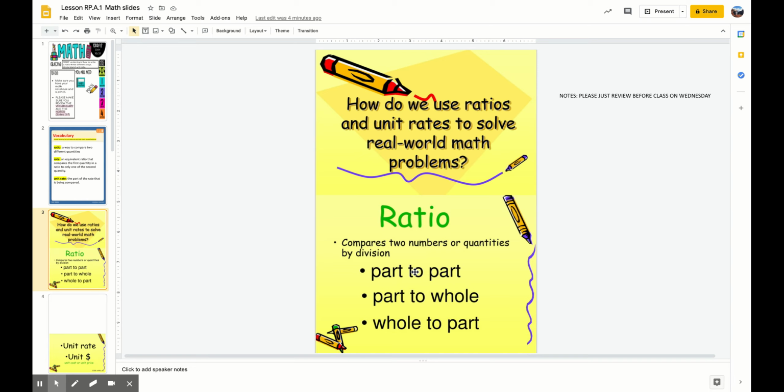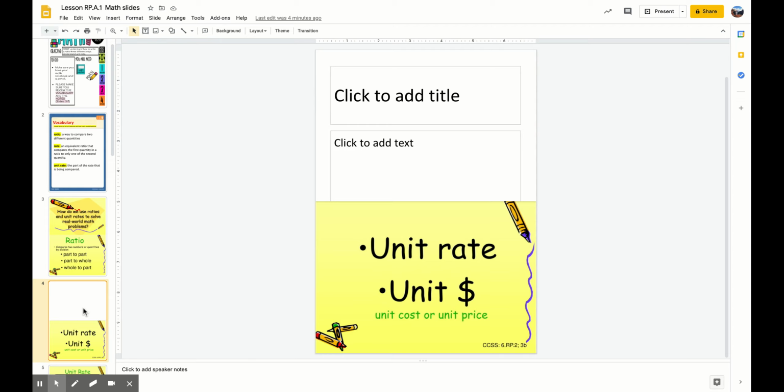You have 3 different types of ratio: part to part, part to whole, or whole to part. Like I said, you'll be able to see examples as we go on. Unit rate is the unit cost per one.